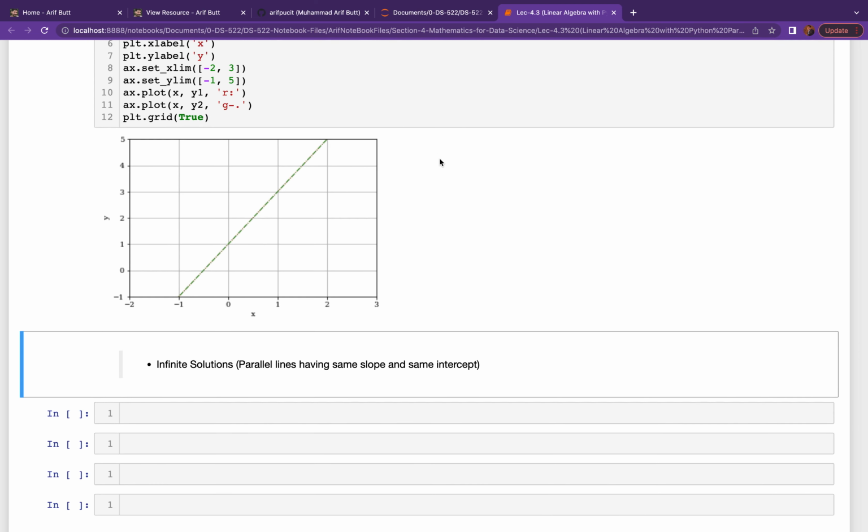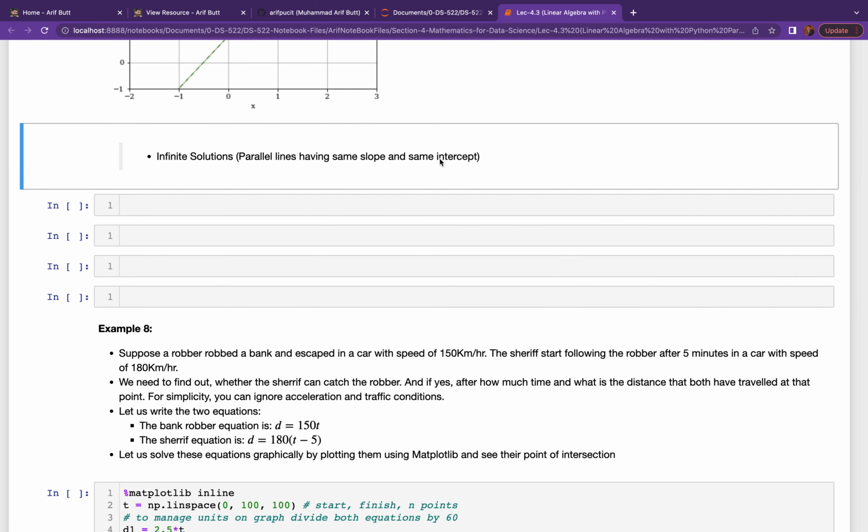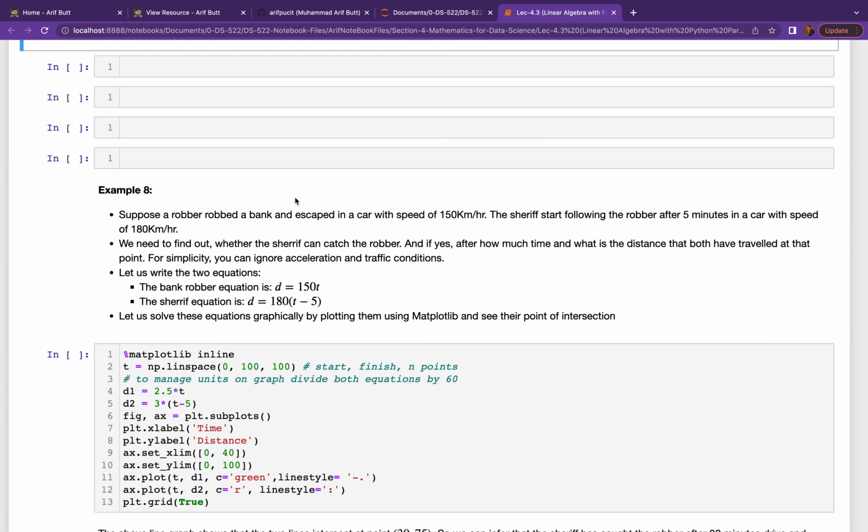Okay, for better understanding, let us consider a real life scenario. Let's suppose that there is a robber who robbed a bank and escaped in a car with a speed of 150 kilometers per hour. The sheriff starts following the robber after 5 minutes in a car with a speed of 180 kilometers per hour. So these are the two equations.